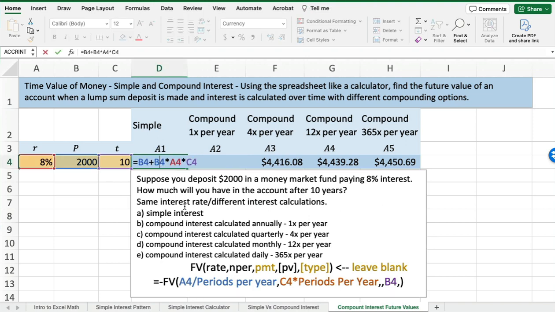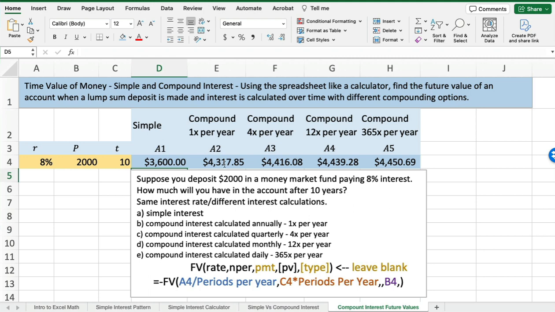So let's look at what those look like. Under column D, we have our simple interest calculation, which is equal to B4 plus B4 times A4 times C4. We've seen simple interest calculations before, so that is the value in our account at the end of 10 years.